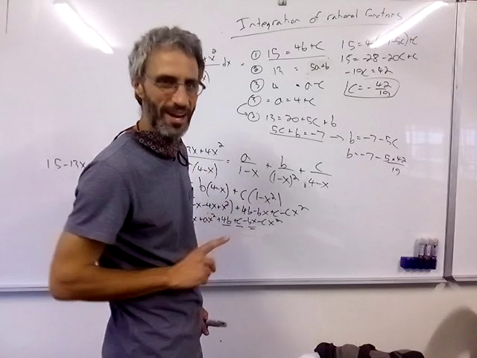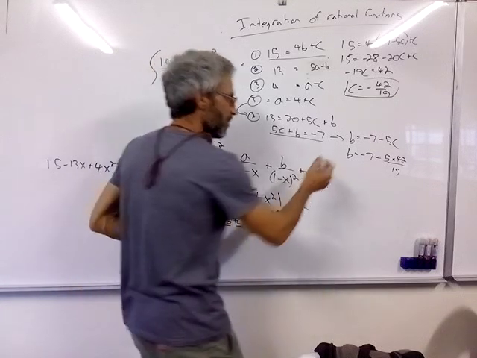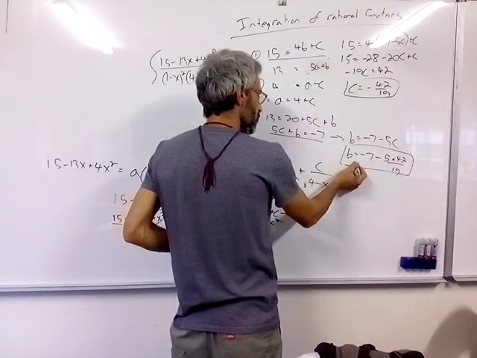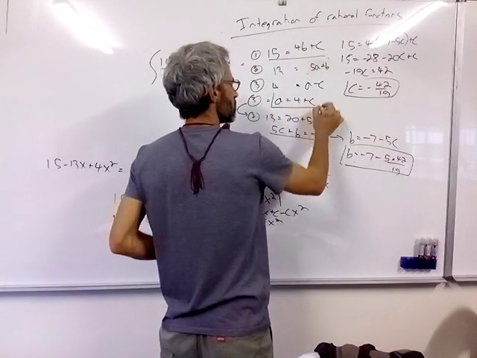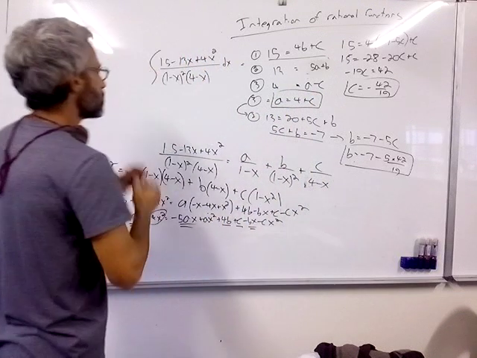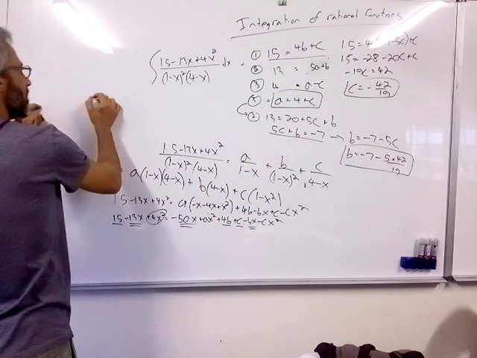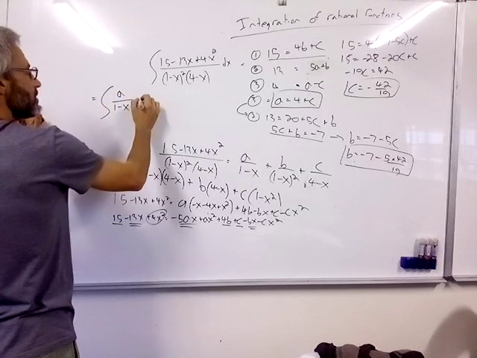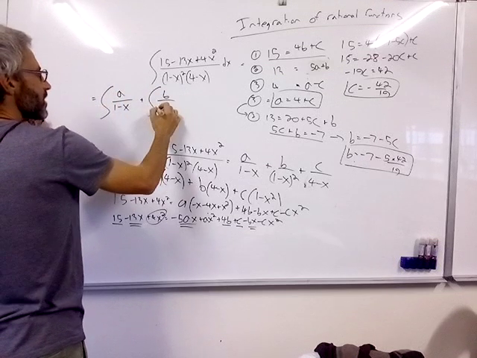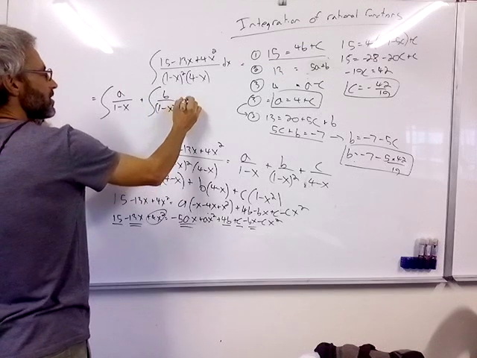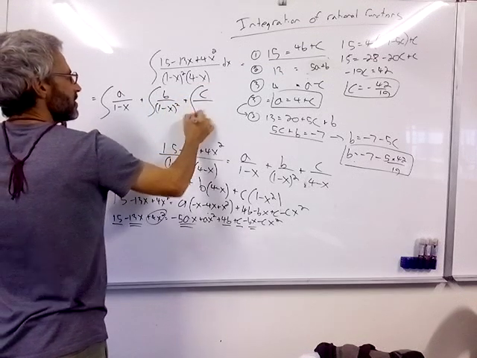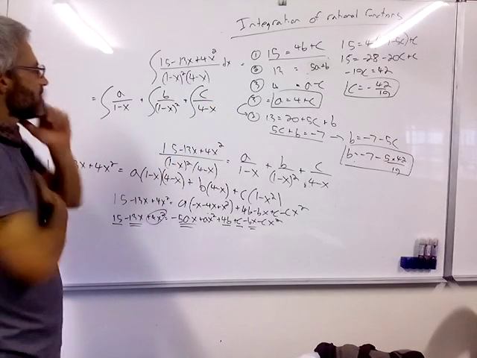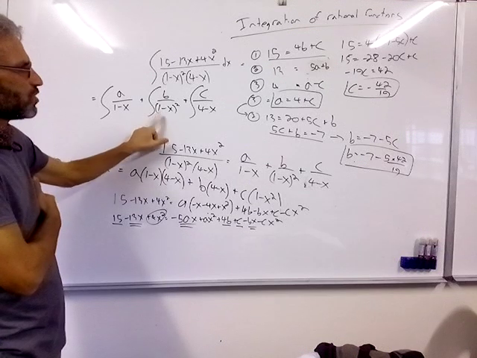Maybe your homework will help find where I made the mistake. But once you find the mistake, you'll know what the real C is, what the real B is. Obviously then you will use this equation to find what A is. And once you find A, B, and C, you can rewrite this integral as A divided by 1 minus x plus the integral of B divided by 1 minus x squared plus C divided by 4 minus x. And that will be the easy one. Except that this is going to be a problem.